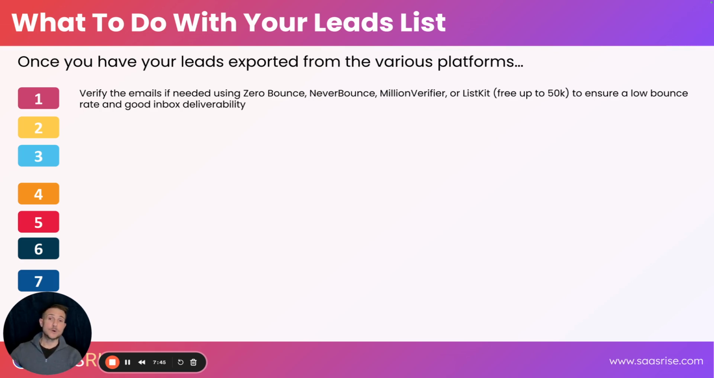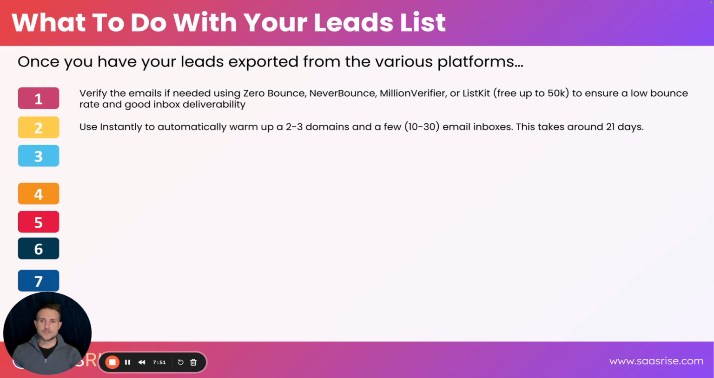Now, if you're pulling it over from Instantly, for example, a lot of times these are already verified. So you can use our favorite tool, Instantly, to automatically warm up 2 to 3 domains and a few email inboxes at each domain. You'll want to end up with 10 to 30 email inboxes to execute this strategy properly. Why? Well, because you're only going to be able to send about 300 to 500 emails per day per inbox.